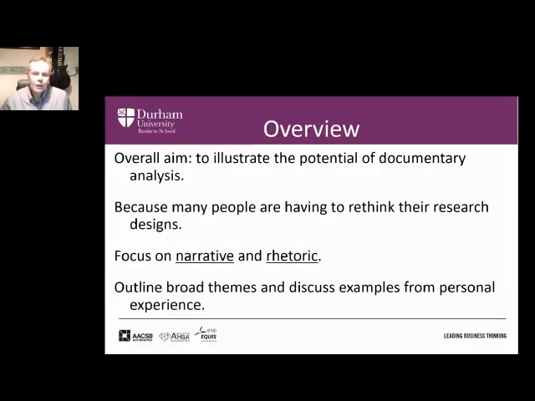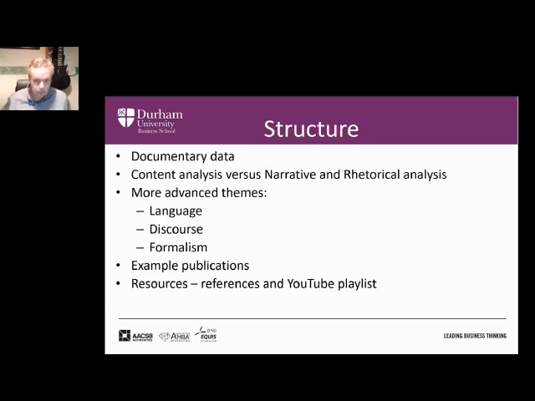So the overall aim is going to be to illustrate the potential of documentary analysis, because a lot of people will be having to shift away from, let's say, doing interviews or observation to an alternative method. And the reason for doing this is because of so many people having to rethink their research designs. I'm going to talk about documentary data in broad terms, but I'm going to focus mainly on using narrative and rhetoric, and I'm going to show examples of where I've been successful in publishing with those methods.